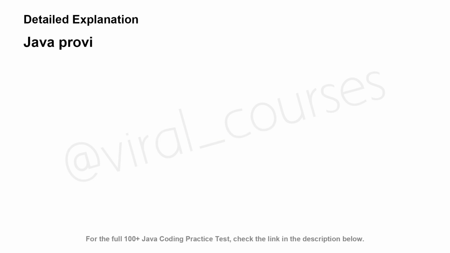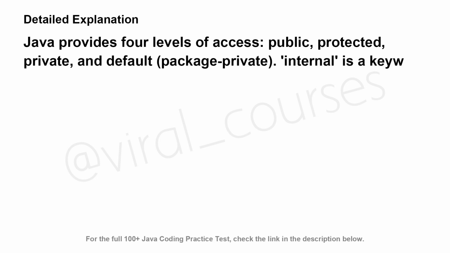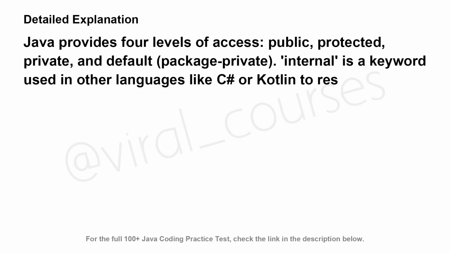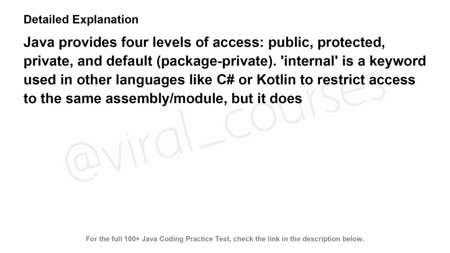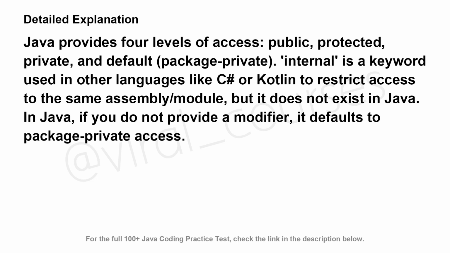Java provides 4 levels of access: public, protected, private, and default, also called package private. Internal is a keyword used in other languages like C# or Kotlin to restrict access to the same assembly or module, but it does not exist in Java. In Java, if you do not provide a modifier, it defaults to package private access.